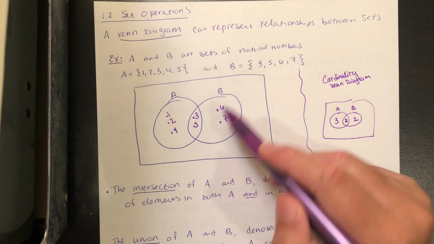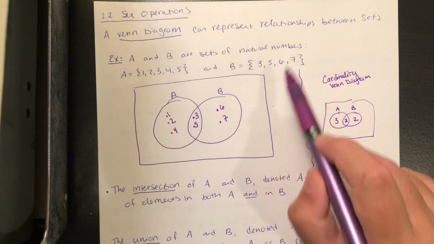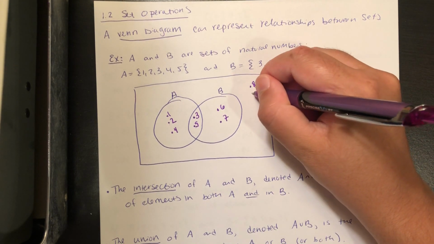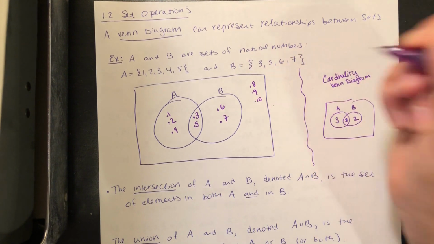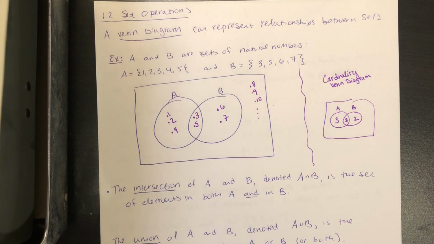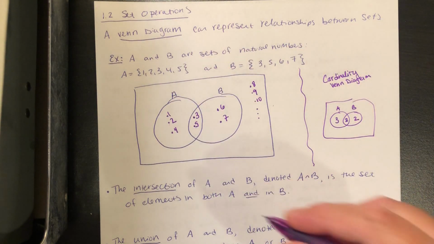They live somewhere, so I just put a box out here, and all of those natural numbers that aren't in either set are going to live out here in the box. So 8's out here, 9's out here, 10's out here. I certainly don't want to do this forever, so I'm just going to put a ... to indicate that there's other elements here as well. Oftentimes we call this larger box a universal set.